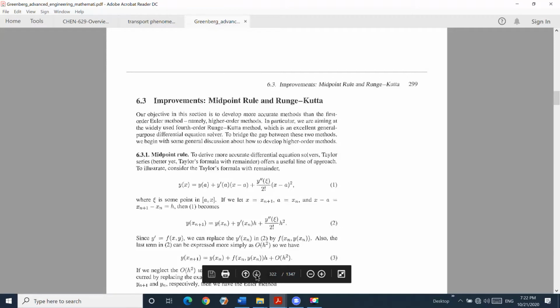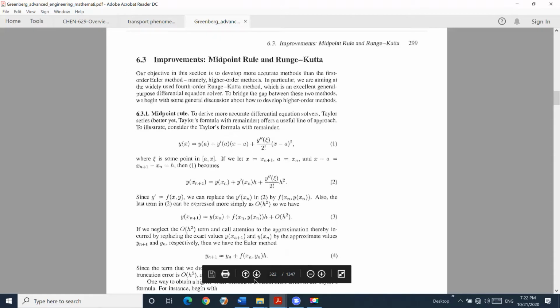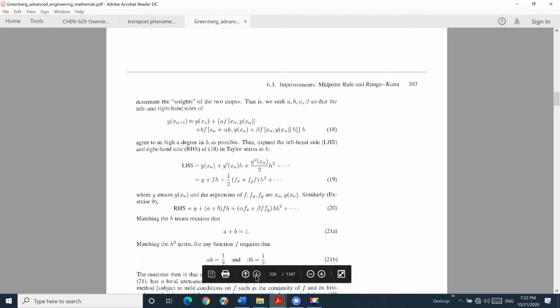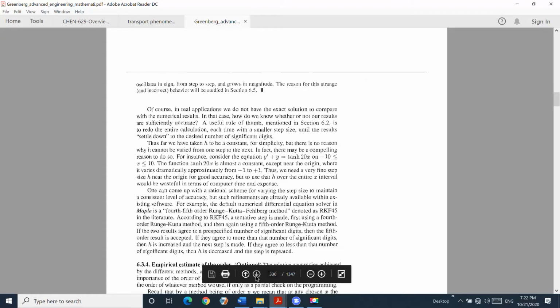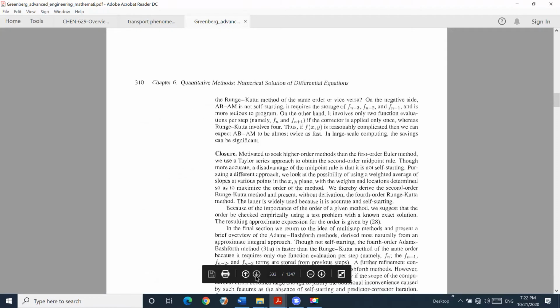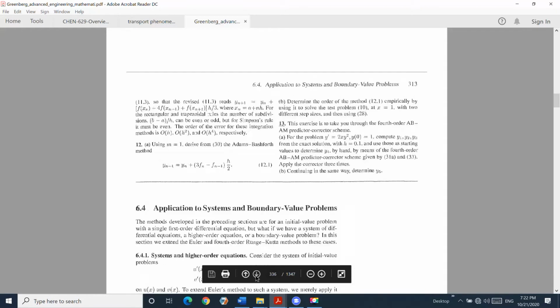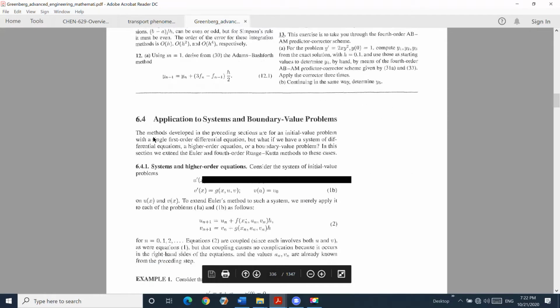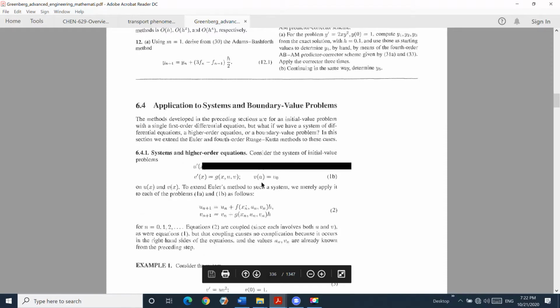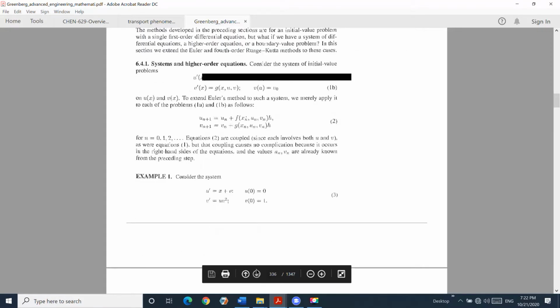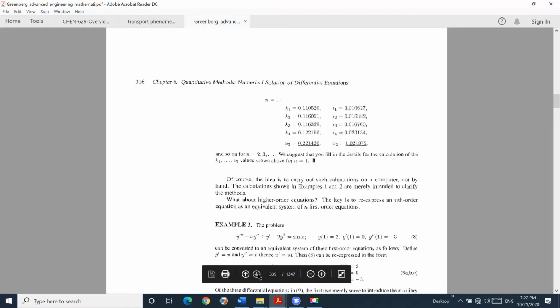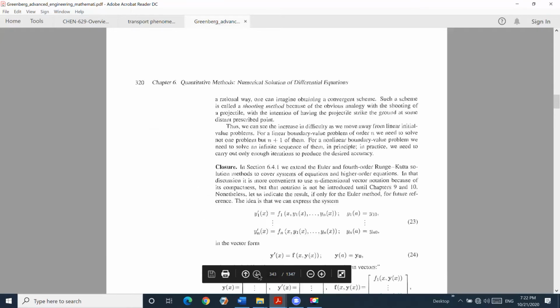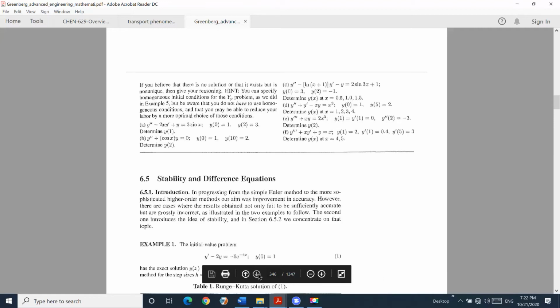You are familiar with this concept from the undergrad courses. And 6.3 gives the midpoint rule and Runge-Kutta methods in here. And 6.4 gives the application to systems and boundary value problems. How can we apply these quantitative methods to differential equation solution?